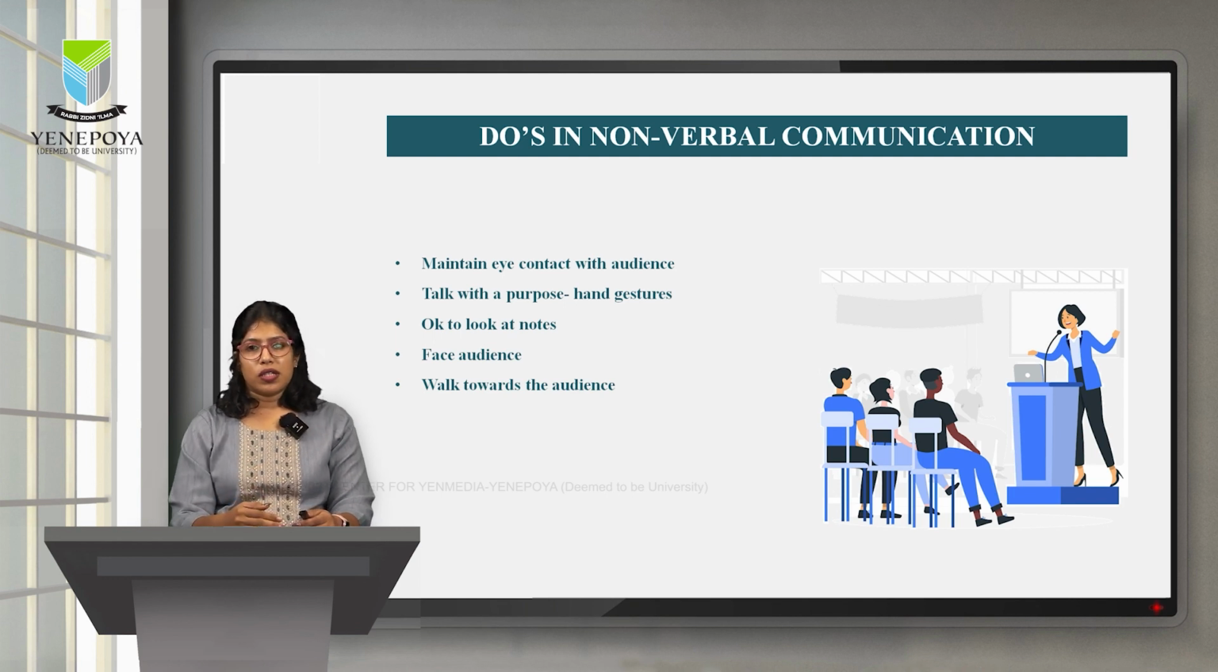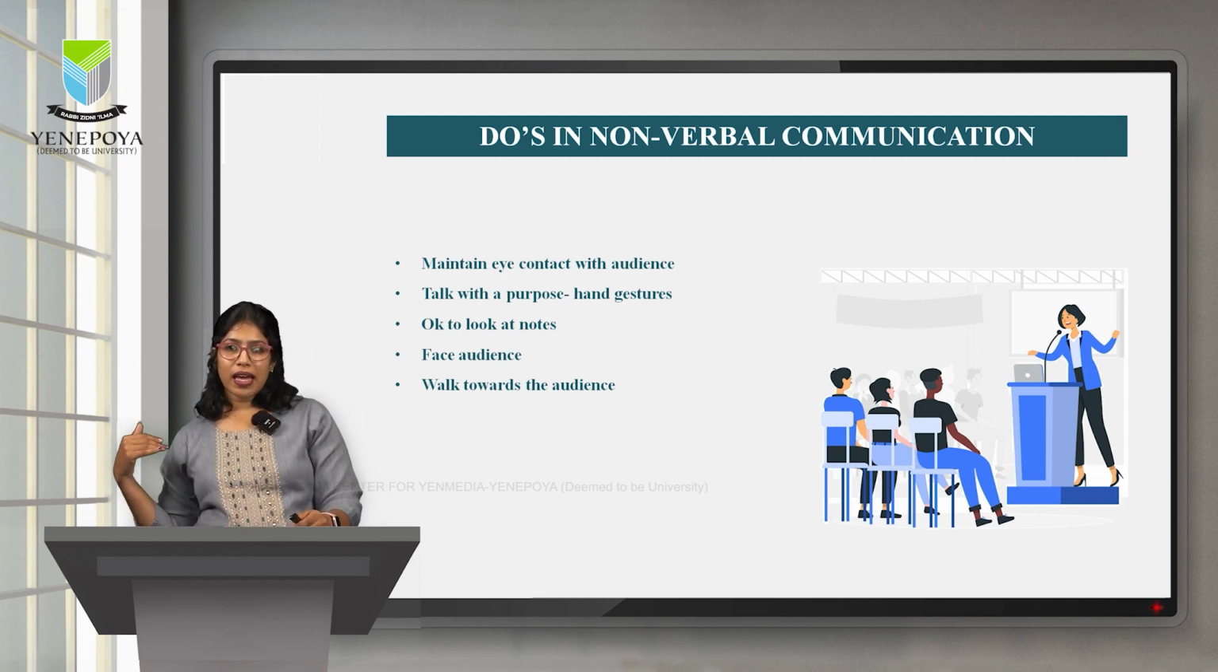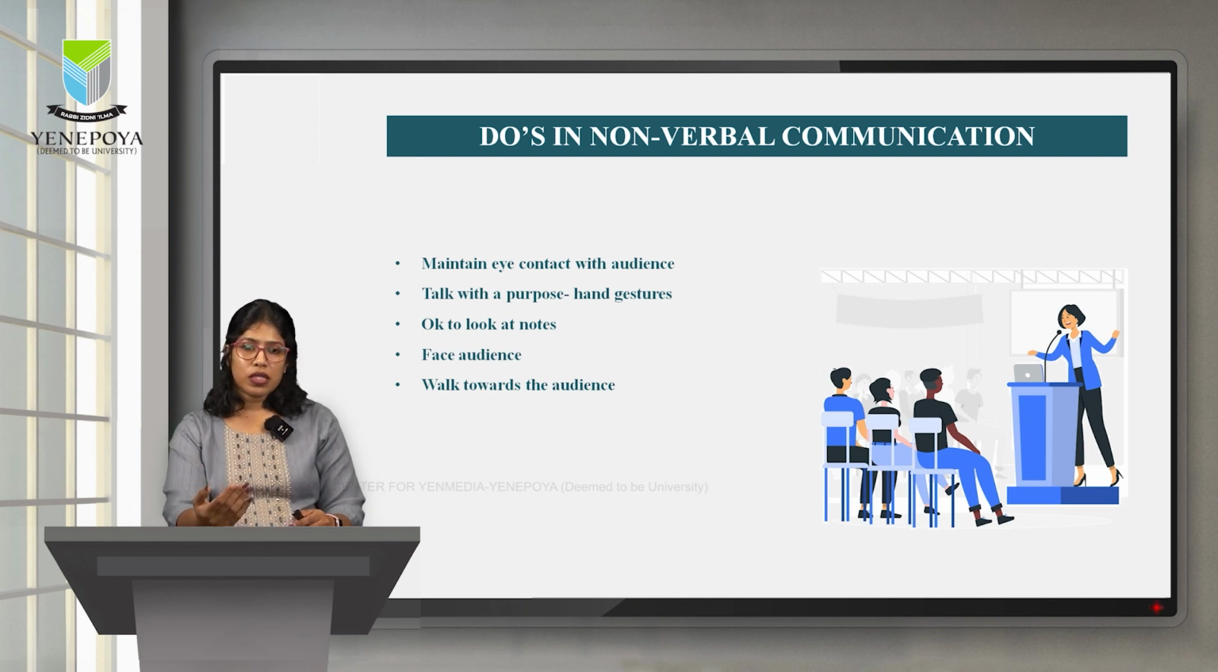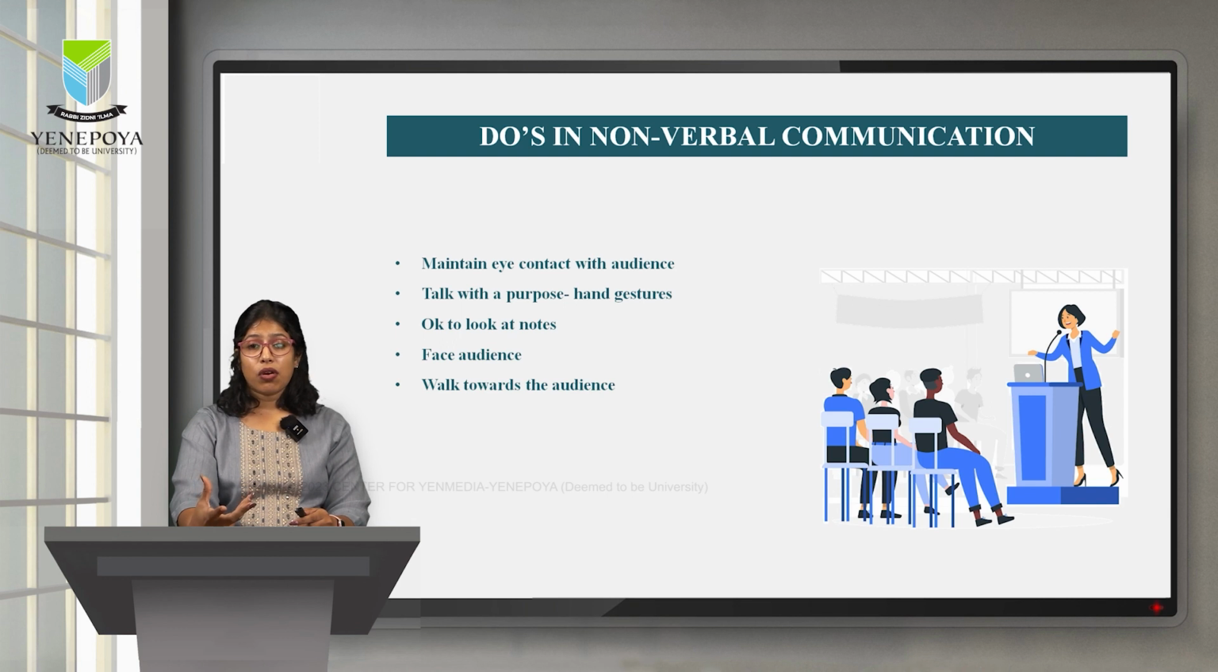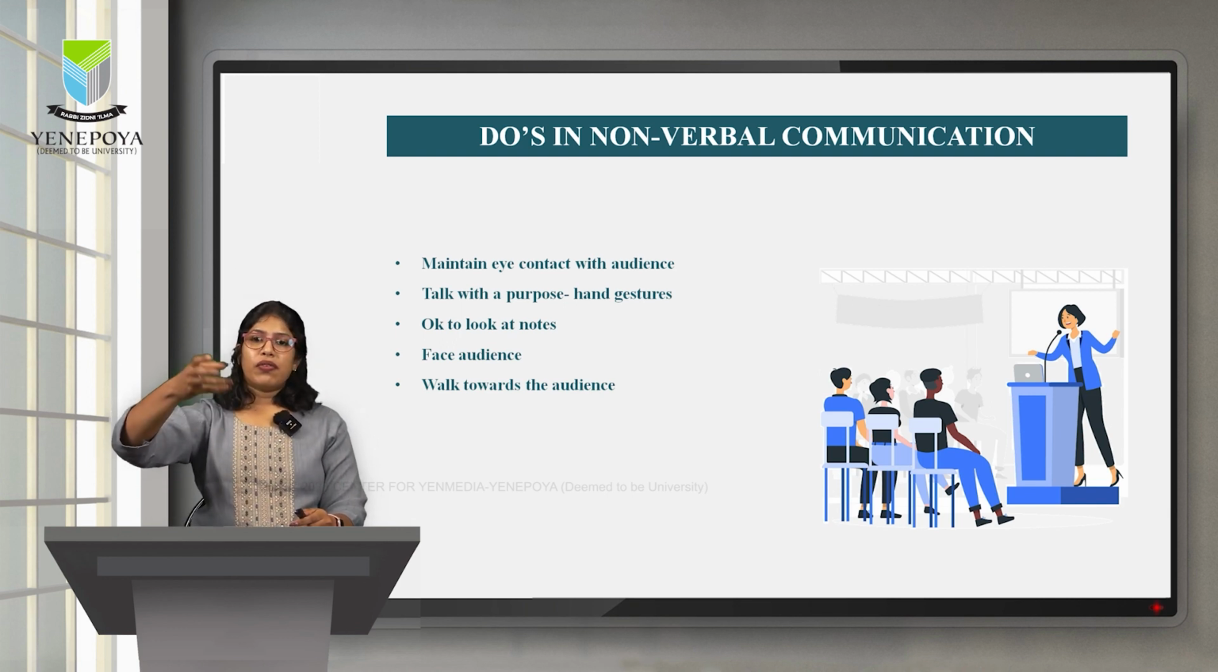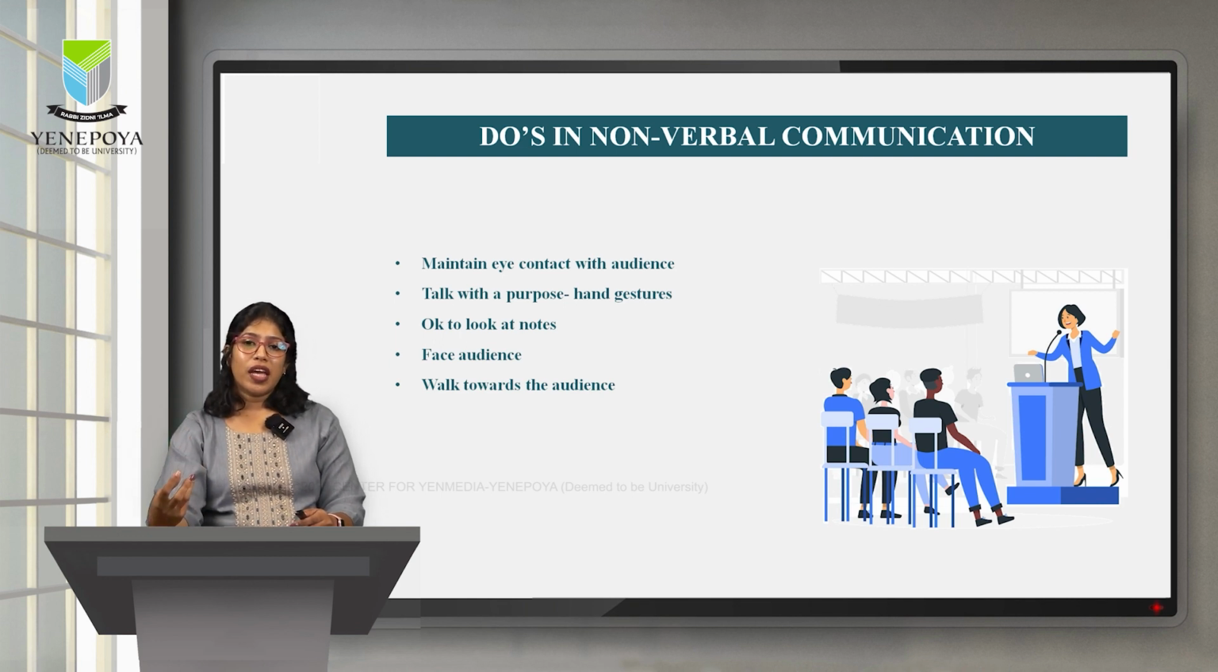Walk towards the audience. Please do not walk against, always walk towards. If your presentation has something to do with connecting with the audience, you can walk in between the audience as well. That also is a highly effective way of maintaining non-verbal communication.